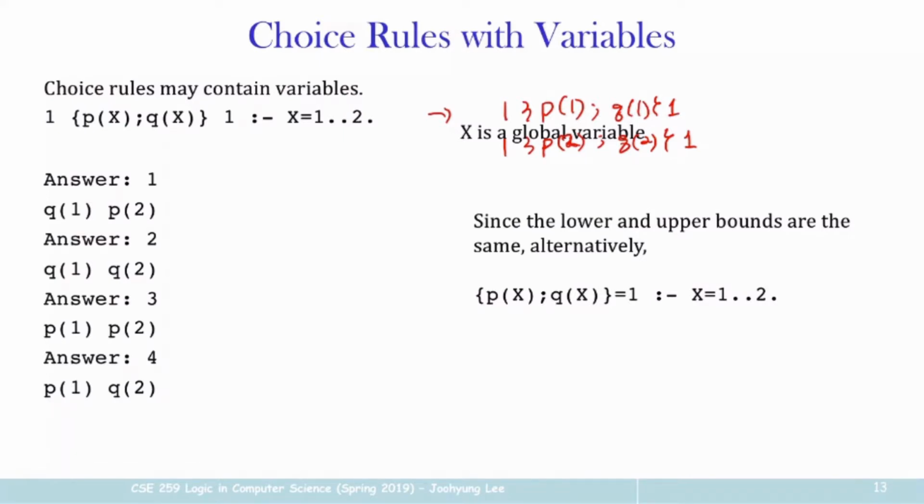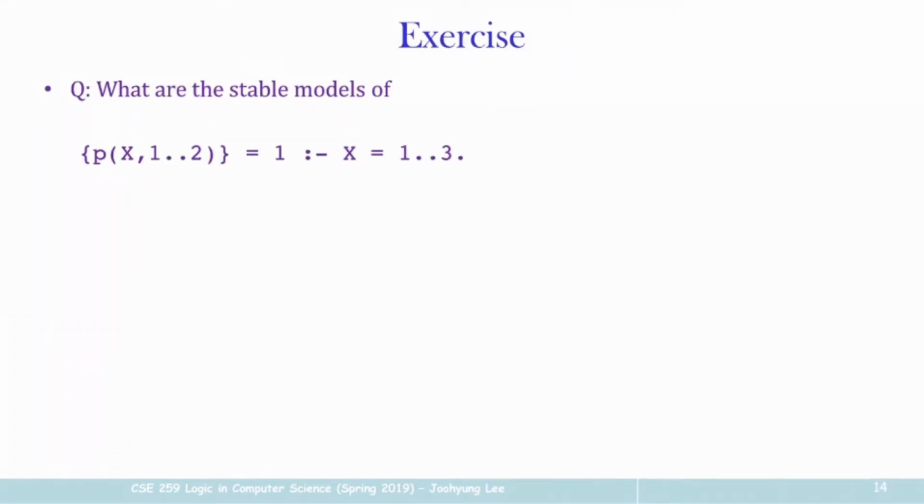Now, you often see that the lower bound and upper bound are the same. In this case, Clingo has alternative syntax. You can just use equal 1. So when you see equal 1 with the set, that means the lower bound and upper bound are both 1. So we are going to use this interchangeably. Okay, now it's your turn.